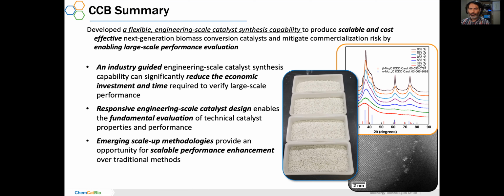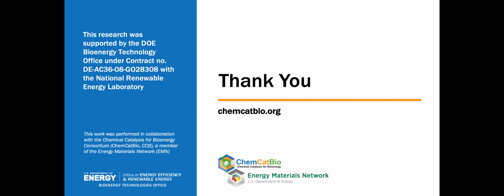Is that right? Yeah, it looks like we did have a couple questions that got answered already. One that just came in. Two-part question. First one, how does CCB determine which transformations are highest priority for catalyst development?